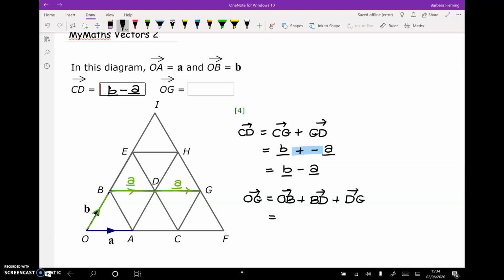Filling in what we have there then, O to B is our vector B, plus B to D and D to G. Well, if you bring those together, that's two lots of our vector A. And we could write that as 2A plus B as well, but either would work. So 2A plus B for our second vector there.